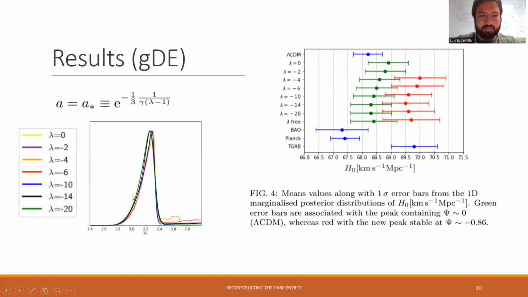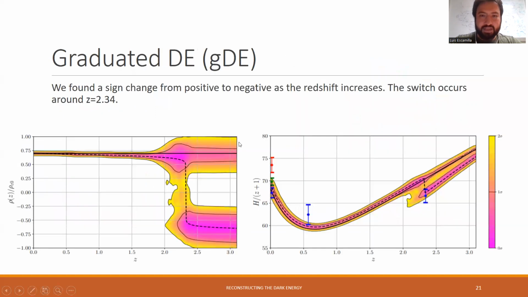All of our reconstructions with different values for lambda have a transition to a negative value around a redshift of 2.2. These right here are the functional posteriors. We have the density. You can see that at 2.2 or 2.3, we find a transition from a positive dark energy density to a negative dark energy density. This also affects the Hubble parameter in this manner, allowing it to better fit the data of the Lyman alpha Hubble parameter.